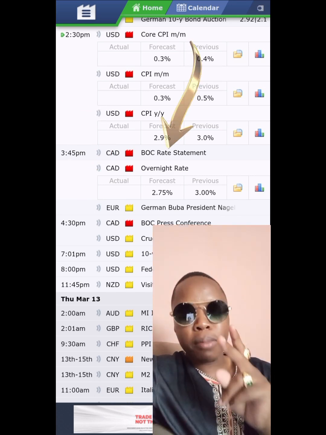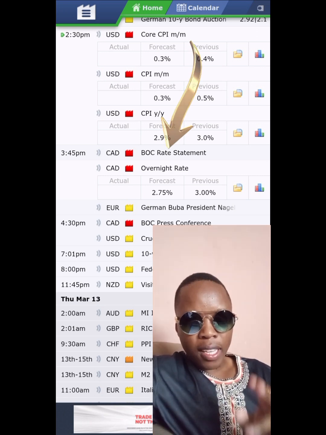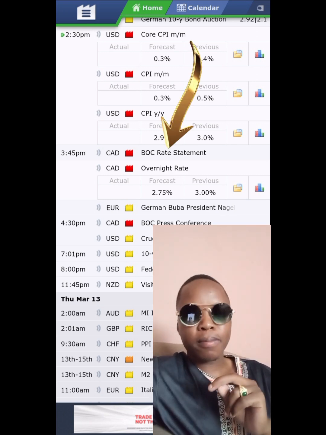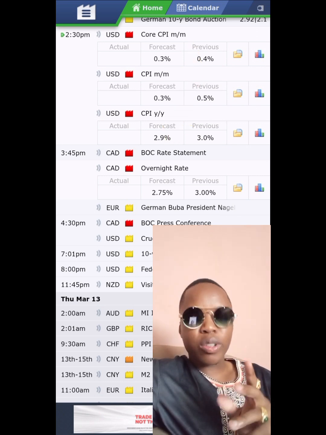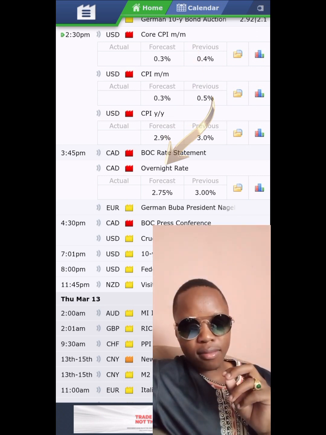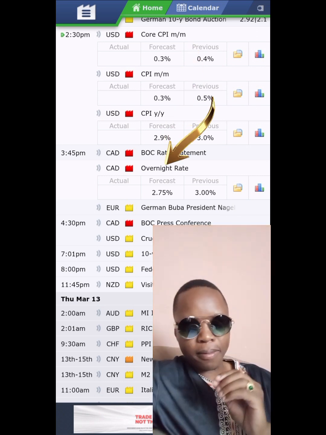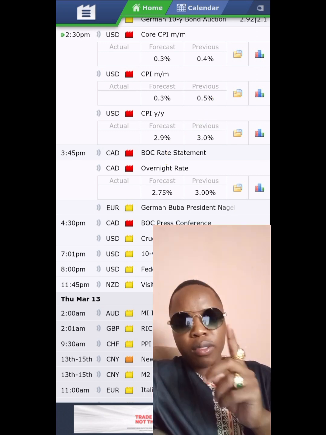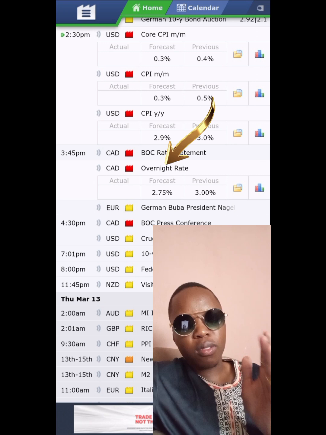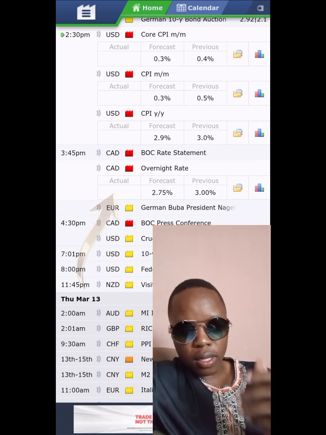Now let's move on to the BOC rate statement. On this part, you just want to focus on the overnight rate. That's what you want to focus on, because it has only one value. You just want to focus on the overnight rate, the percent of the actual.